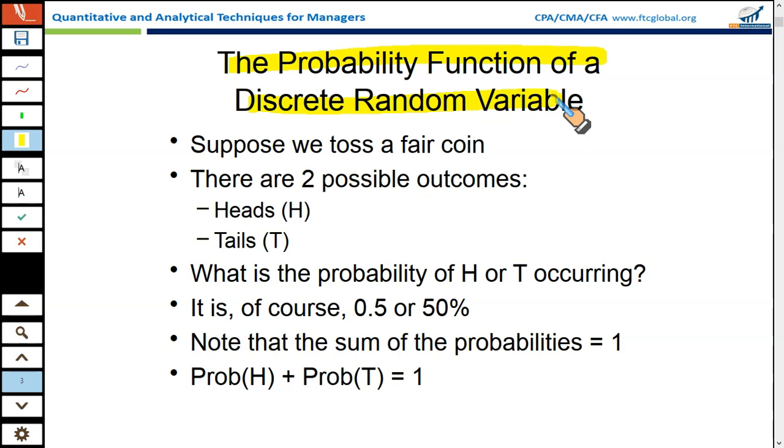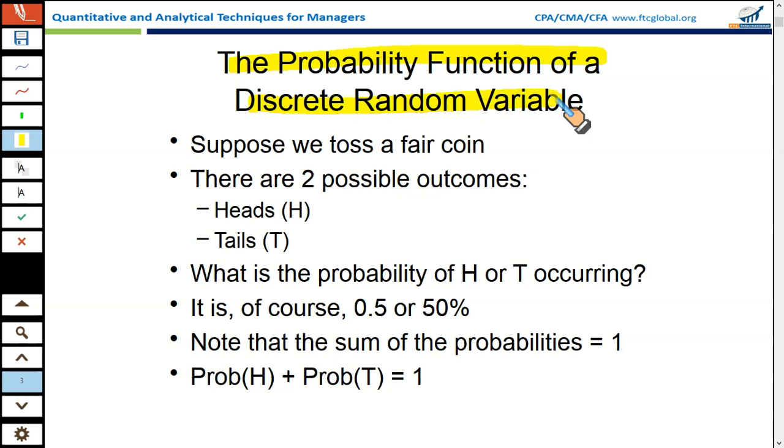The probability function of a discrete random variable. What is a discrete random variable? A discrete random variable is a type of random variable that can take on a countable number of distinct values. For example, you roll a dice and what you get is either 1, 2, 3, 4, 5 or 6. You toss a coin, either you get a head or a tail. So discrete means you have a distinct number of values. Random means when you throw a dice, it could be 2 or 6 or maybe 5 or 3.